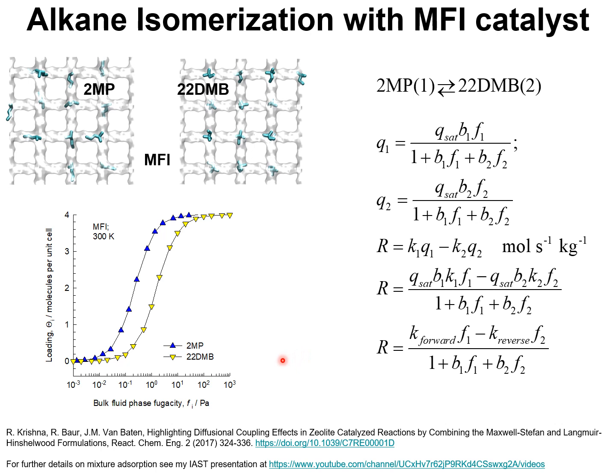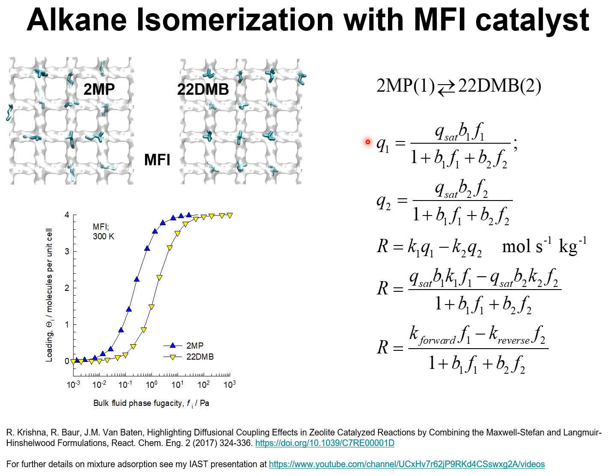The reaction rate is written as K1, a forward reaction rate constant, say, times the molar loading of component 1 minus K2 times Q2, which is the molar loading of component 2 in the adsorbed phase. This reaction rate has the units of moles per second per kilogram of MFI catalyst.